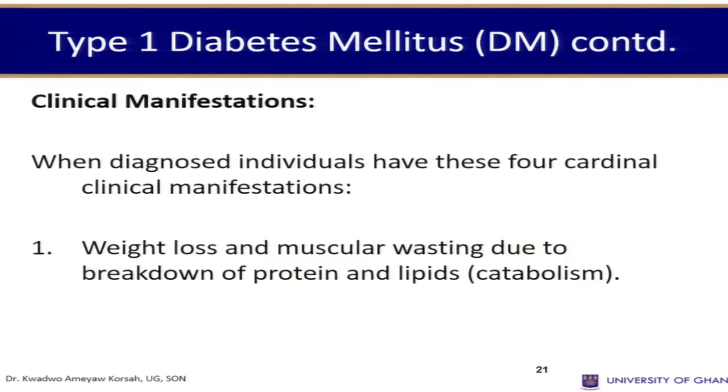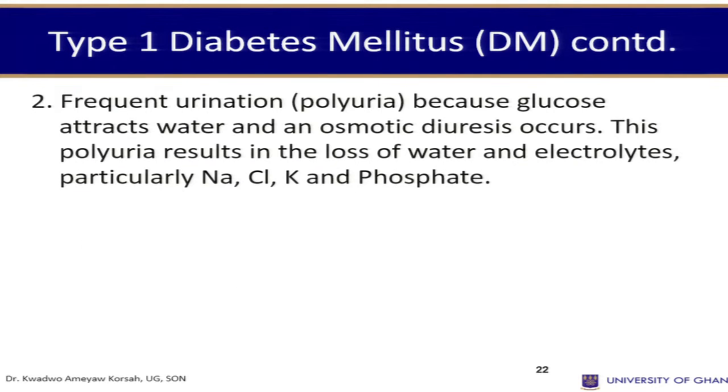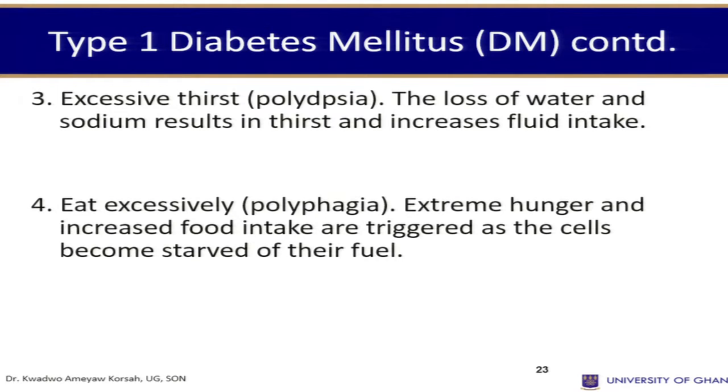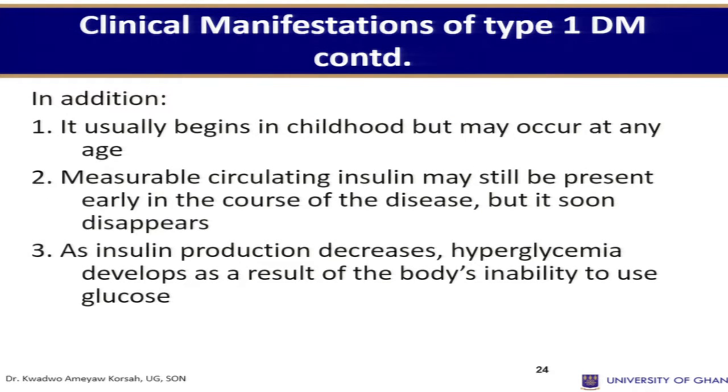Clinical manifestations: diagnosed individuals have these four cardinal clinical manifestations. We have weight loss or muscular wasting due to breakdown of protein and lipids. We also have frequent urination, excessive thirst, and eating excessively, which is polyphagia, with extreme hunger. In addition, it usually begins in childhood but may occur at any age, and measurable circulating insulin may also be present.